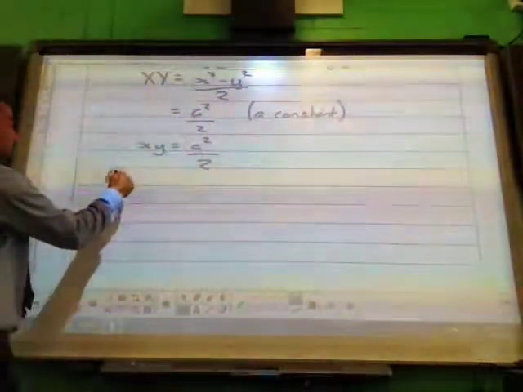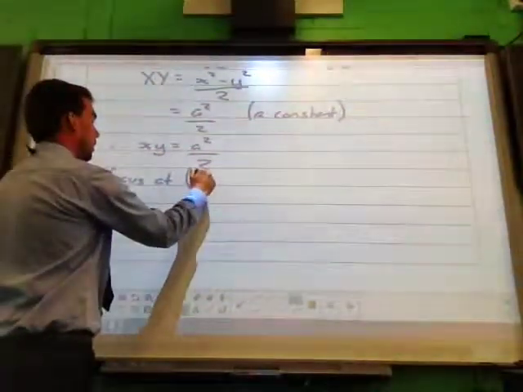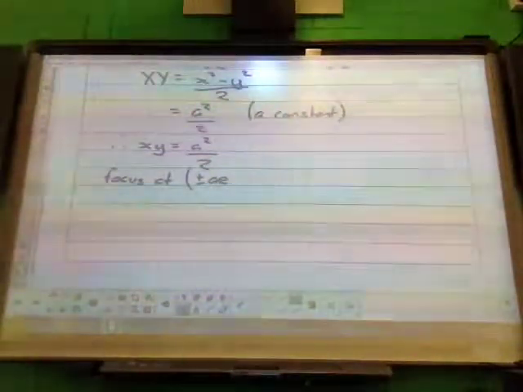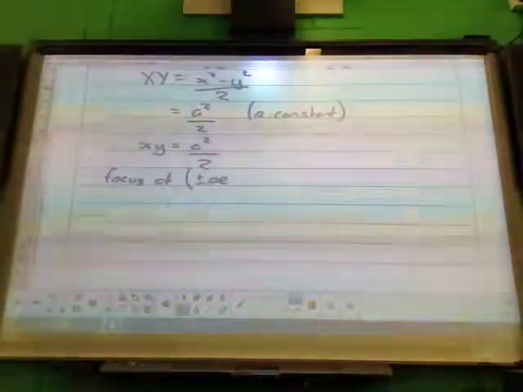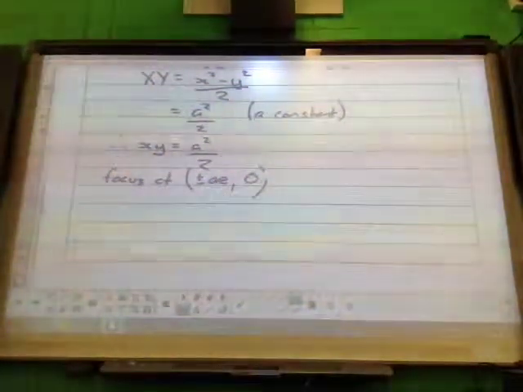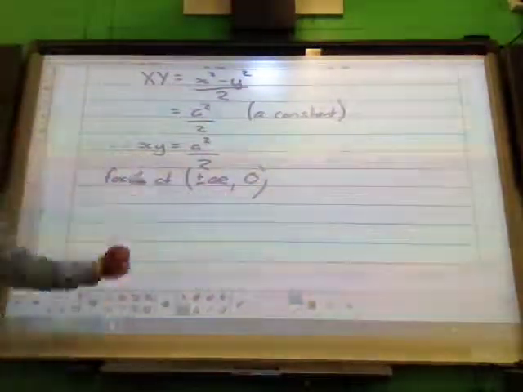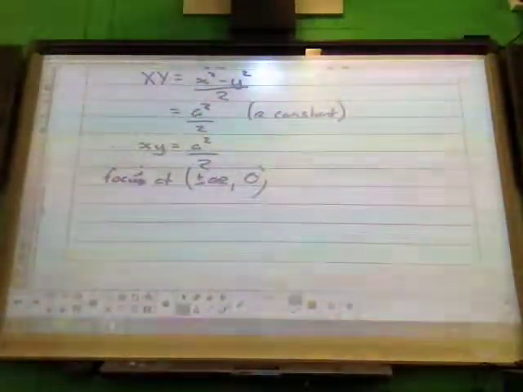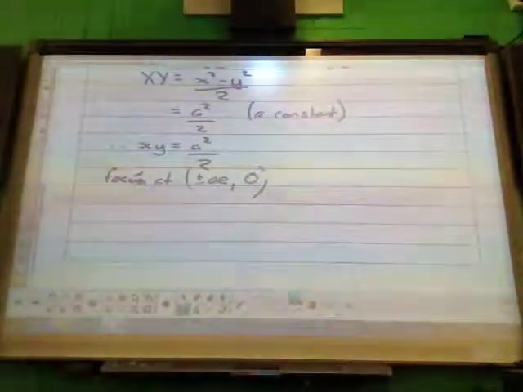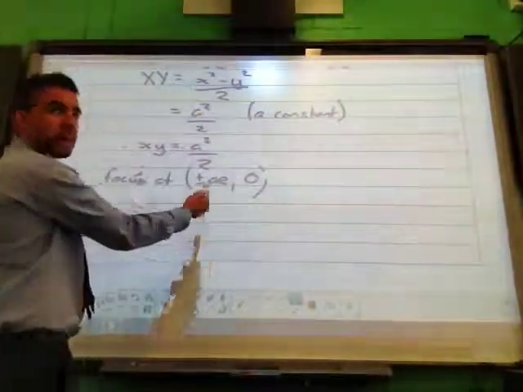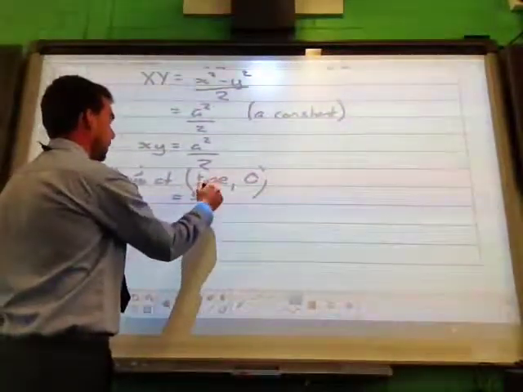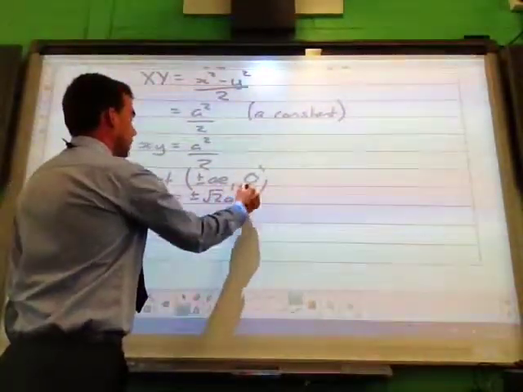Okay, so focus, plus or minus AE. Okay, so originally, not this particular one, because the foci is going to change as well, but generally speaking, the foci was at that. Right. So, what's the value for eccentricity? Root 2. Okay, so it's going to be plus or minus root 2a, 0.